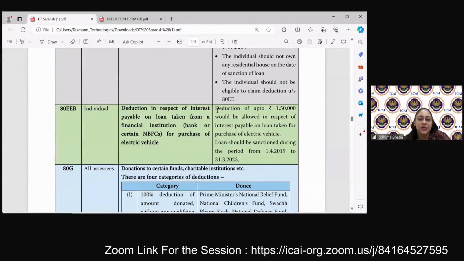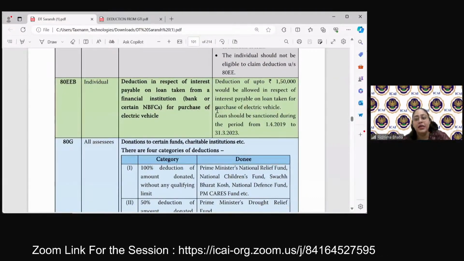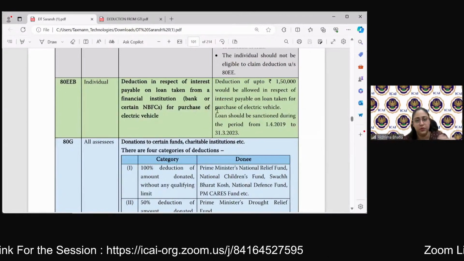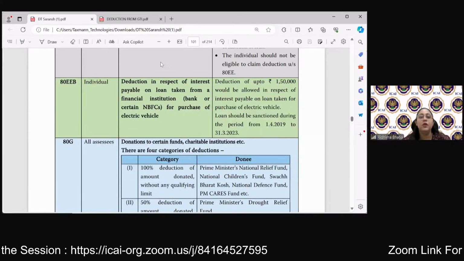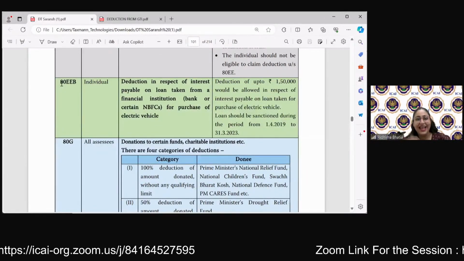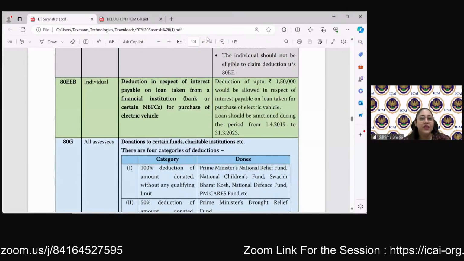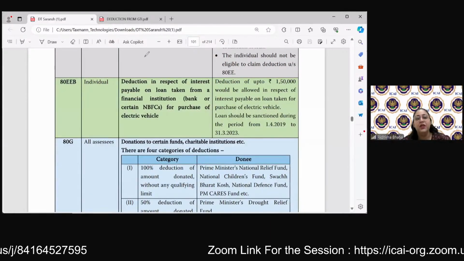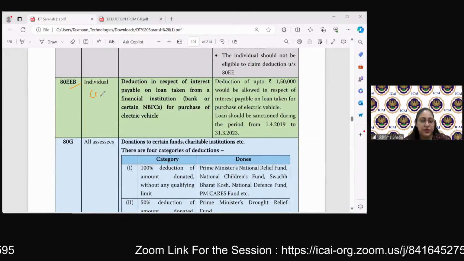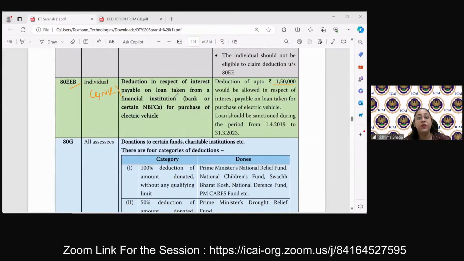Now we come to another section, which was again a boost to EVs, electric vehicles, 80EEB. All these sections start from 80EE, 80EEA, and 80EEB. All these four sections are in line, so you will not get confused. Now 80EEB, this is again for an individual, resident, non-resident, does not matter. Maximum reduction here is 1,50,000. But what is the deduction for?